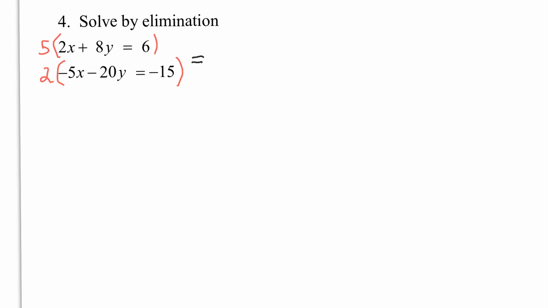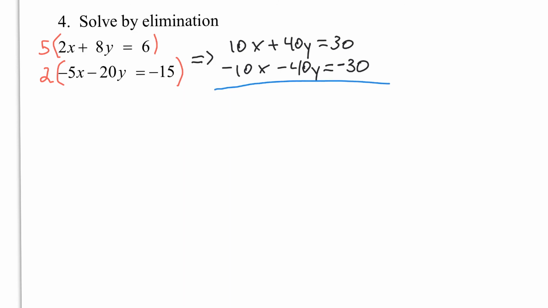Now you guys distribute. So on the top, you guys will get 10x plus 40y equals 30. And on the bottom, negative 10x minus 40y equals negative 30. Wow, look what happens. When you guys add, well, we know the x's are going to cancel. 10 minus 10 is 0. But look at the y's. They also cancel. So I'm going to bring down the equal sign here.